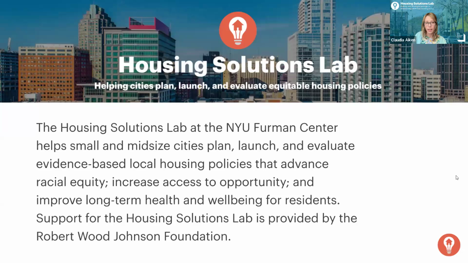Next slide. If you're not familiar with the Housing Solutions Lab, we're based at the NYU Furman Center. Our mission is to help especially small and mid-sized cities plan, launch, and evaluate housing policies with the goal of advancing racial equity, health, and well-being.